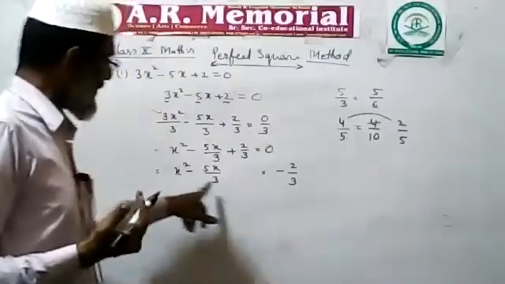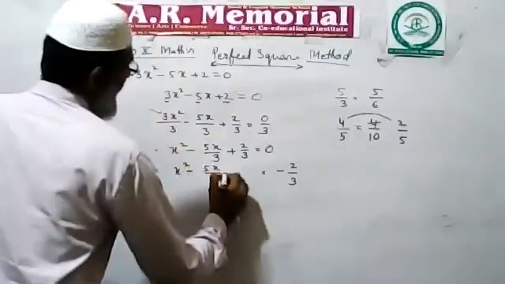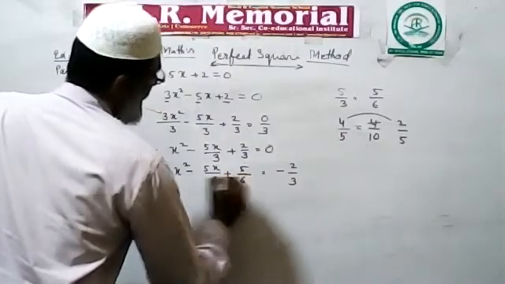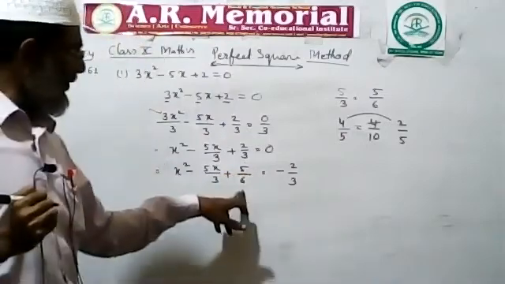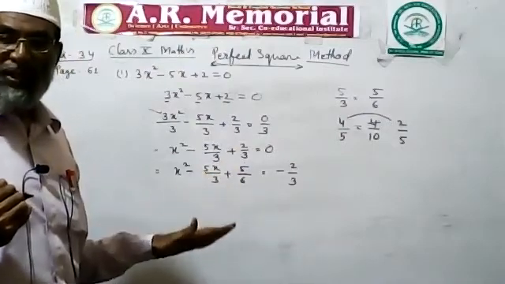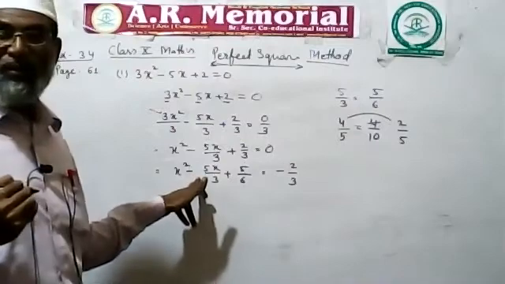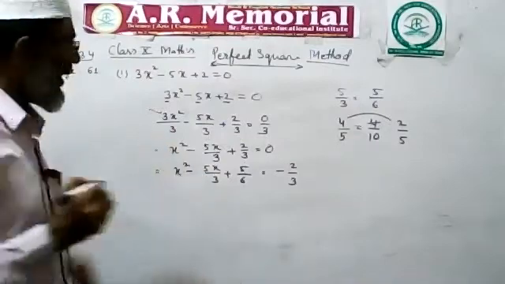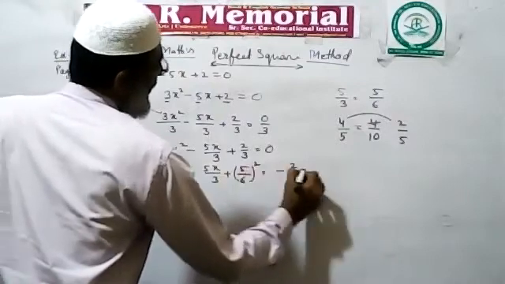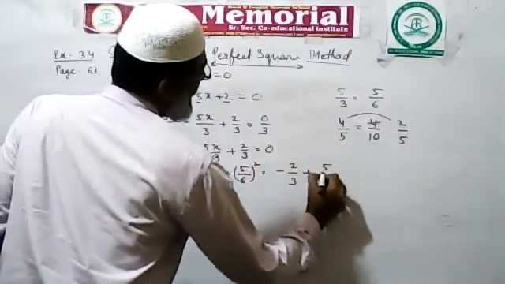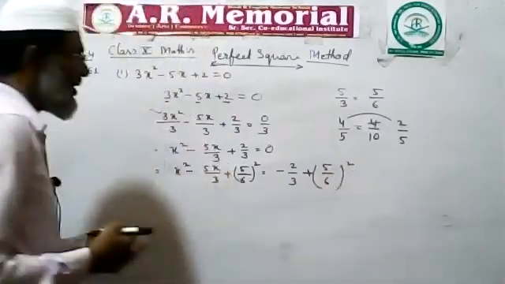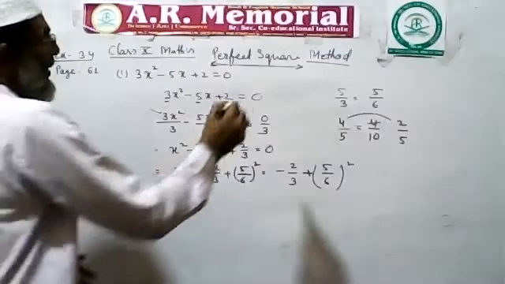So half of this is 5 upon 6. We get 5 upon 6 as half of 5 upon 3, and it is squared. Adding the square of this one here, we also add it on this side too. This is the step for this way.